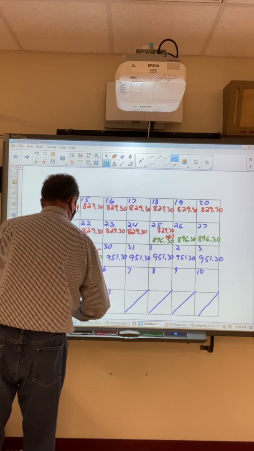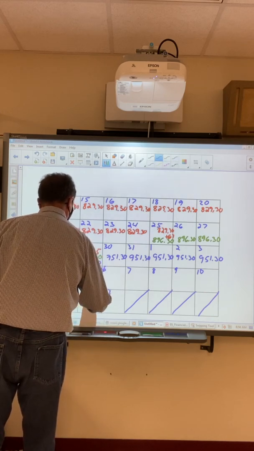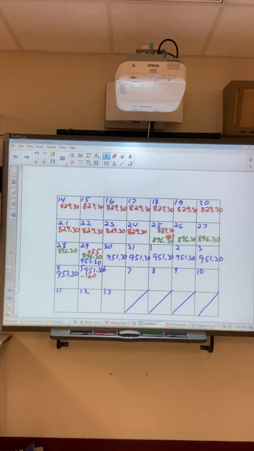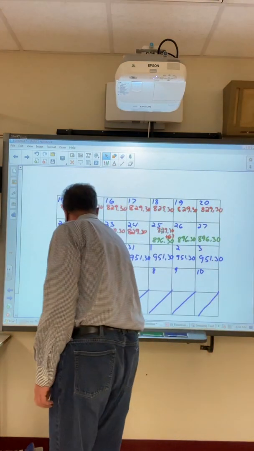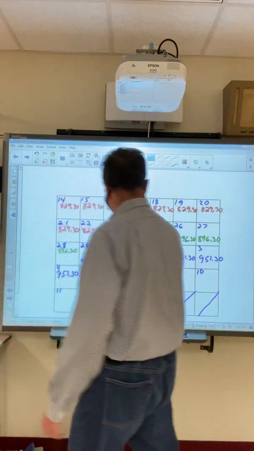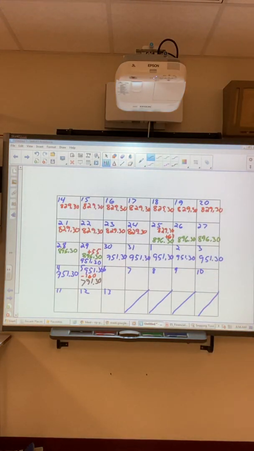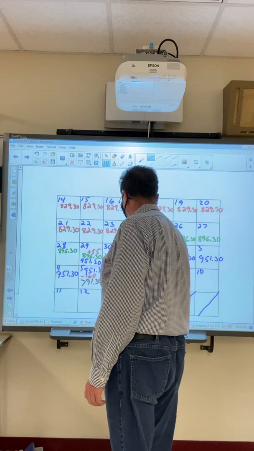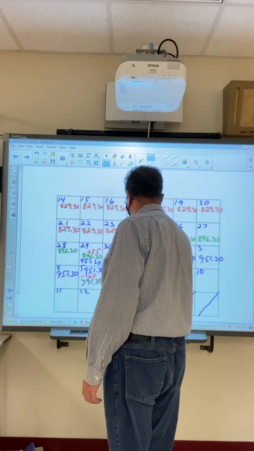and subtract 160. $791.30. $791.30. And then you see there's nothing else for the rest of the month. So I'm just going to fill in the rest of these squares with $791.30.